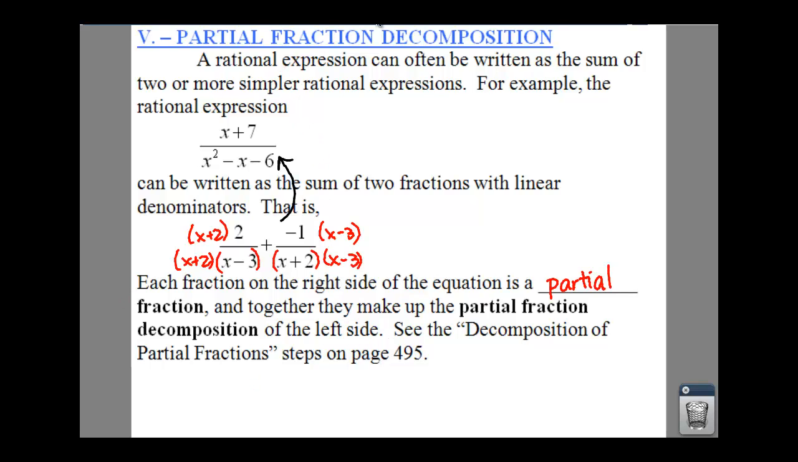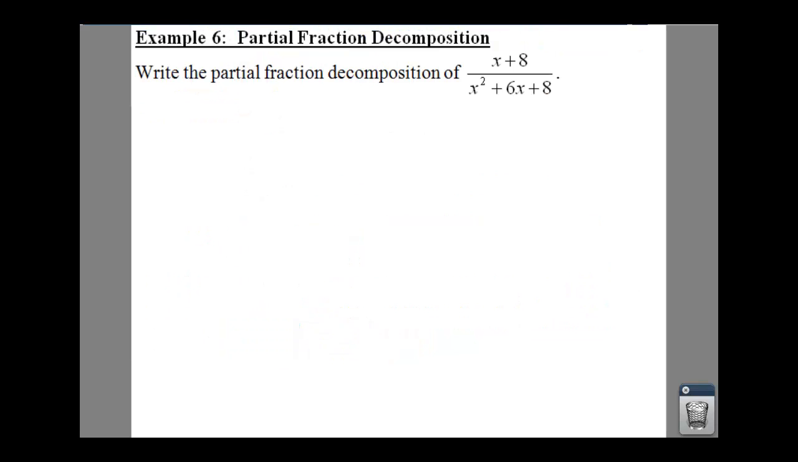The best thing to do is to look in your book. You want to look at the steps on page 495. Those may help you also along with example 6 here. So what we have is we have to write our partial fraction decomposition of this fraction. We need to split it up into two. So your first step, what you need to do is you need to factor your denominator.